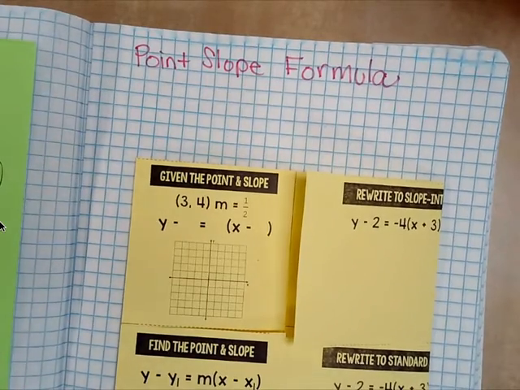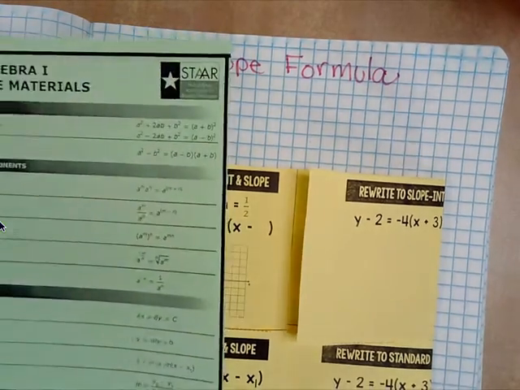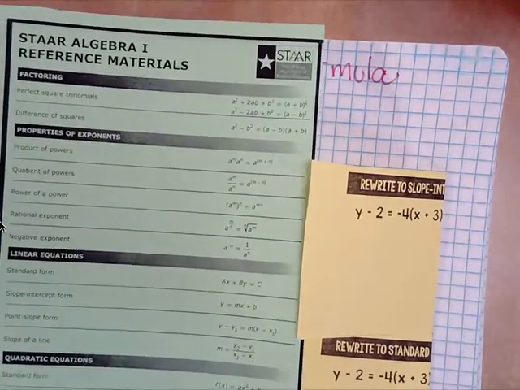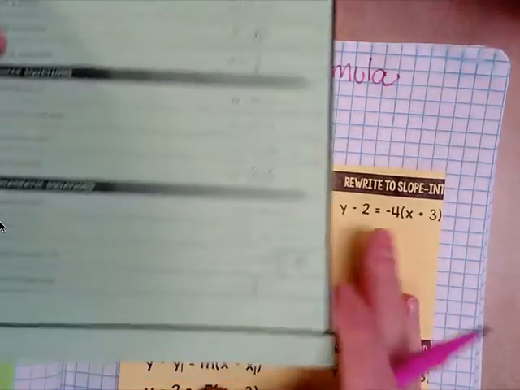The point slope formula is on our formula chart, which is at the front of our journal. So look at the front of your journal and look for that formula. This is what the formula chart looks like. It's at the front of your journal. I just got an extra one. So the formula is right here.